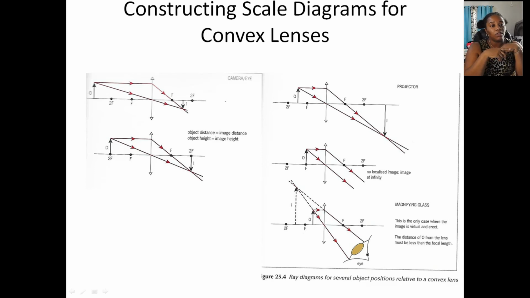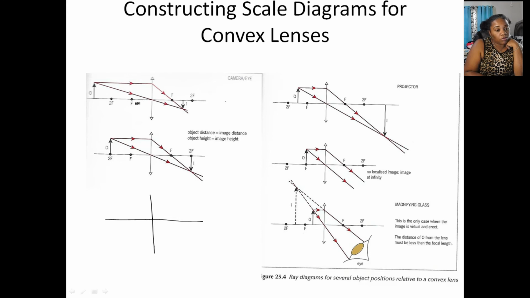Constructing scale diagrams for convex lenses. So you have to learn how to draw scale diagrams. It's not hard, it just takes practice. First you will start off with your principal axis, and then you will draw your lens. You have your optical center here, and your principal axis. You always have a focal plane, and then you have twice the focal length right here, because this refers to focal length.